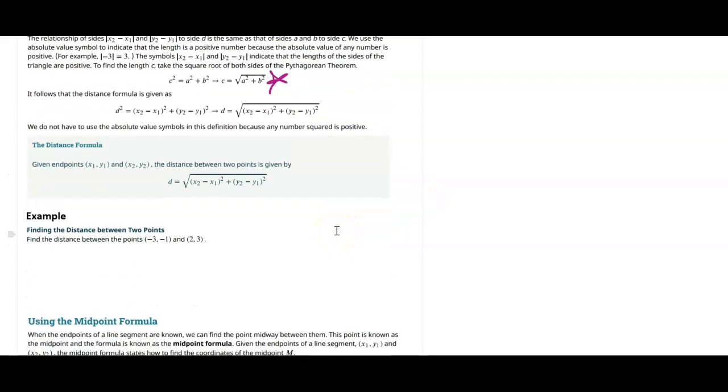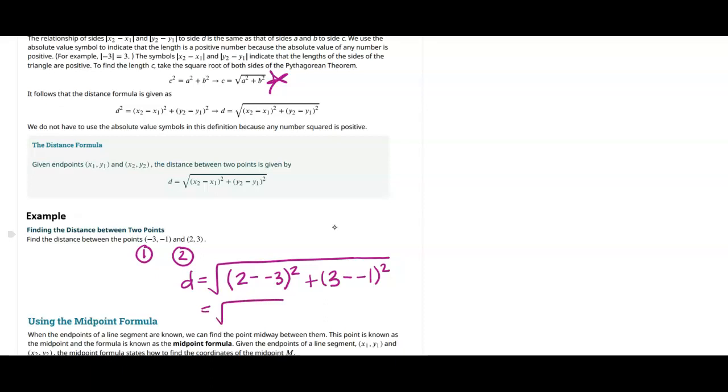So let's plug in to this distance formula for these 2 points. Let's call this point 1. Let's call this point 2. And so the distance formula says we're going to do the second point's x value minus the first point's x value and square that, plus the second point's y value minus the first point's y value and square that.